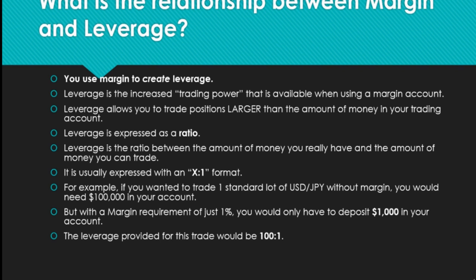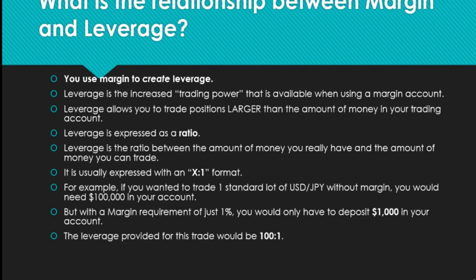Leverage is to increase the trading power that is available when using a margin account. Leverage allows you to trade positions larger than the amount of money in your trading account. Leverage is expressed as a ratio. Leverage is the ratio between the amount of money you really have and the amount of money you can trade. It's usually expressed in an X-to-1 format.